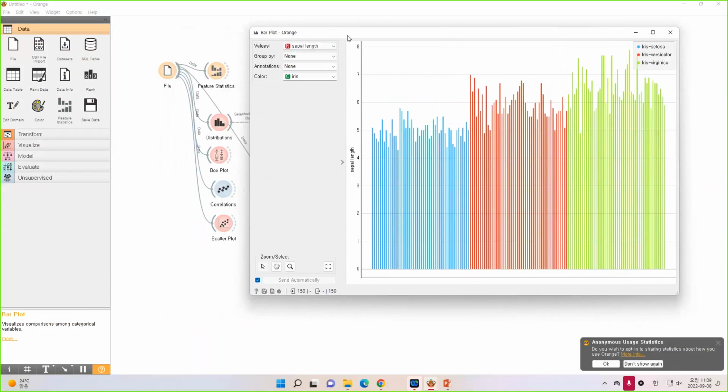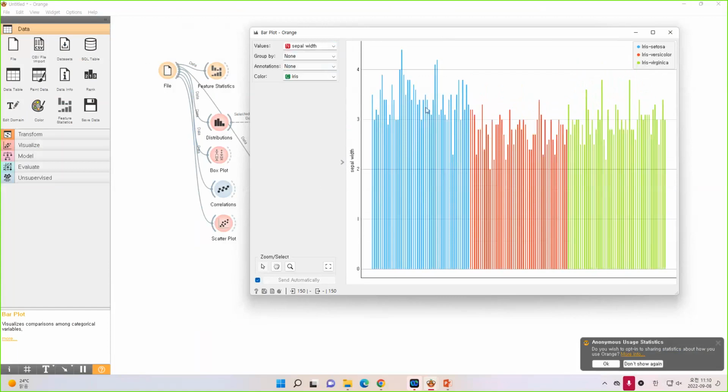So Orange will plot every data. It plots every single data into the Y. So the Y here is the sepal length. It shows the length for every single instance. You change to the sepal width, then it shows every single data about the sepal width. So there is no categorical data. That's why it shows like this.